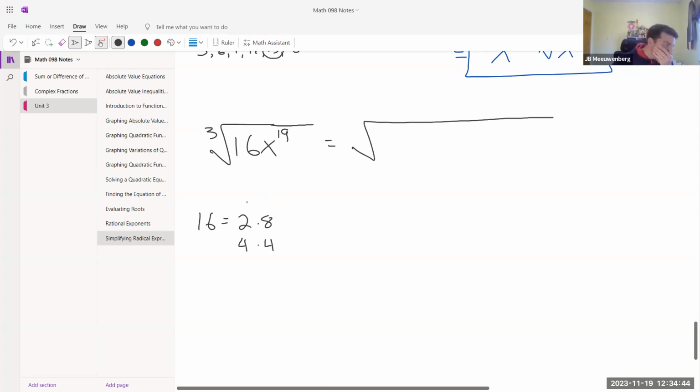I think that's it. But we're looking for a perfect cube. 8 is a perfect cube. So we're going to make 16 into 2 times 8. For the variable, I've got to separate this: x to the something times x to the something. And we need it to be the biggest possible multiple of 3 that's less than 19. 3, 6, 9, 12, 15, 18. We need an x to the 18th times x to the first. The exponents still add up to 19.